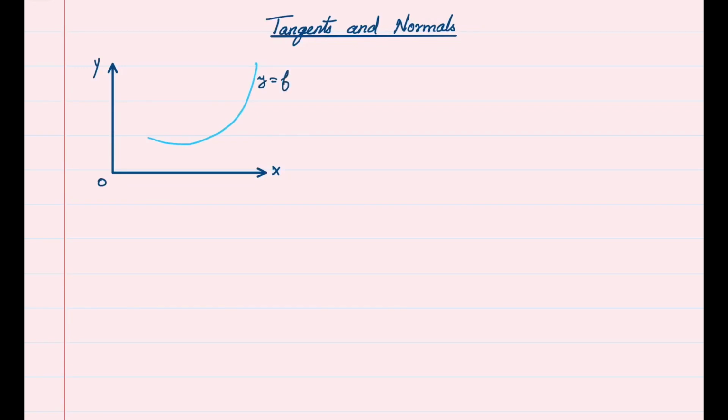Let us consider this graph y equal to f of x. Let us draw a tangent to this curve at the point A. A tangent to a curve is a line that just touches the curve at one point.